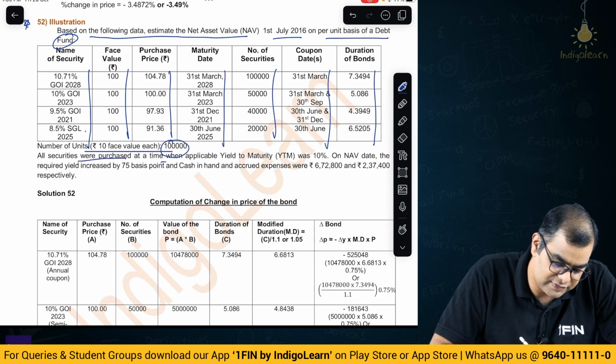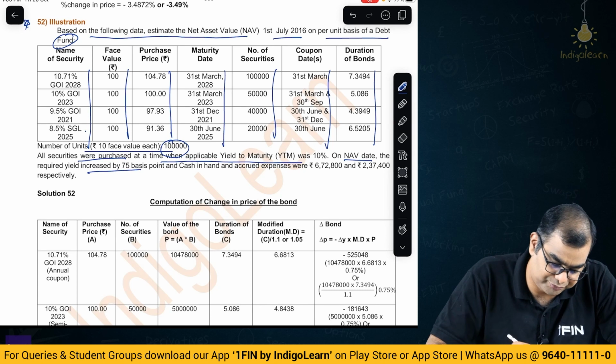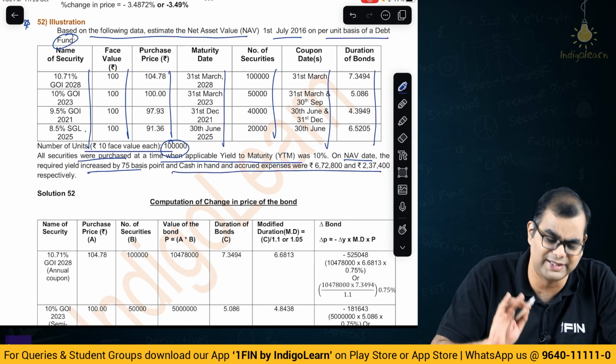All securities were purchased when the applicable YTM was 10%. On NAV date, the yield increased by 75 basis points. If yield increases, price comes down. And cash in hand and accrued expenses were 6,72,000 and 2,37,000. This we will see later.